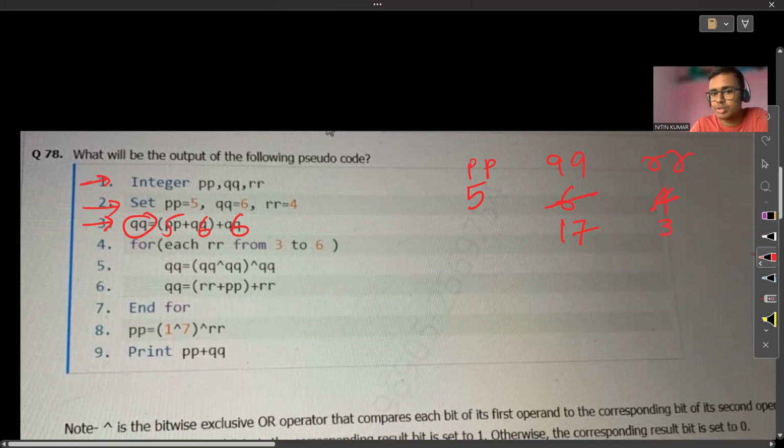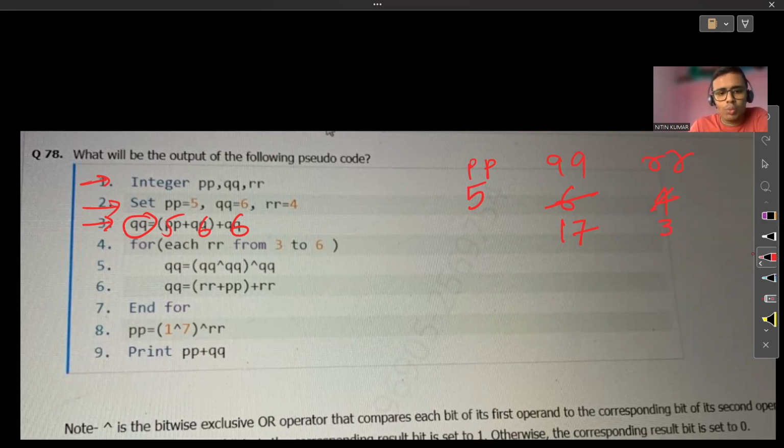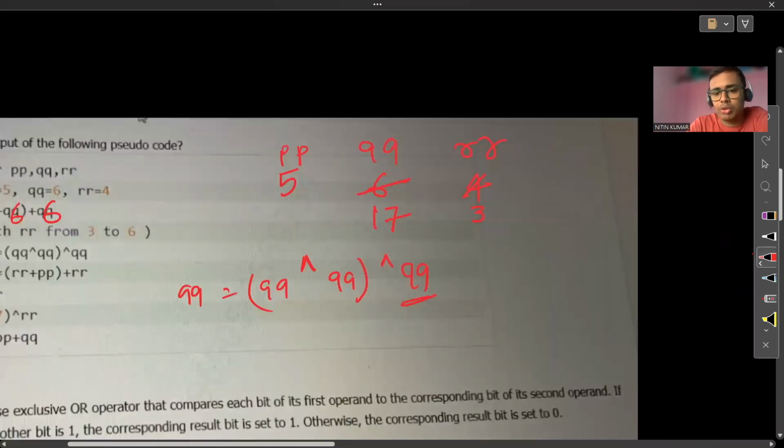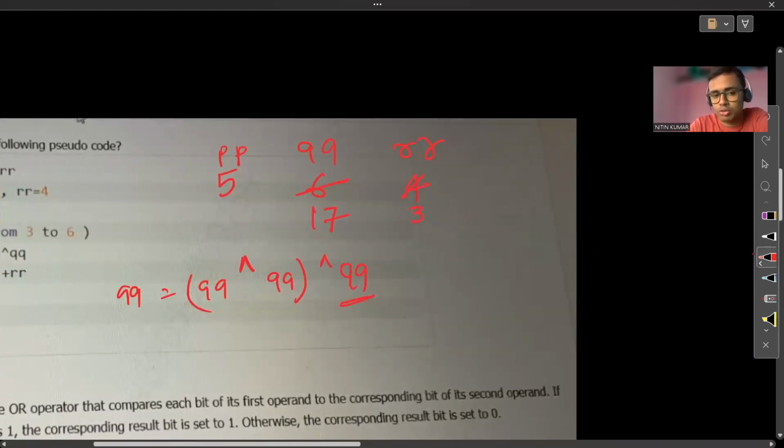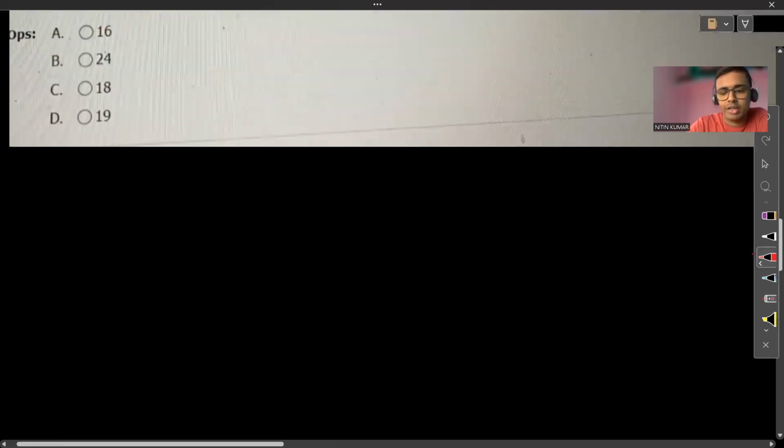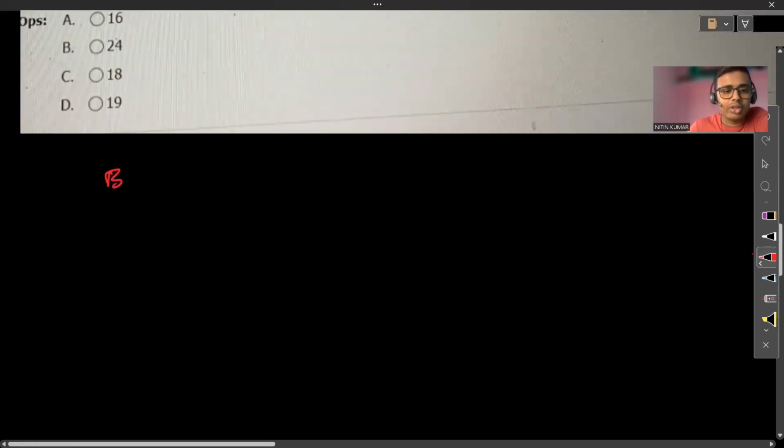Understood this? Okay. Now what is being written here? One statement is written: QQ equal to QQ XOR QQ. What is this? It is a bitwise XOR operator. I will help you understand this also. You have already learned about bitwise AND, but now we are learning about bitwise OR and XOR also. Let me write it here. It is actually bitwise XOR.